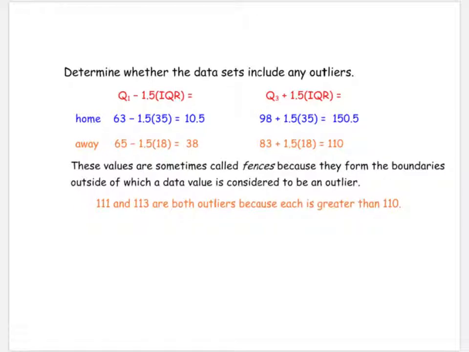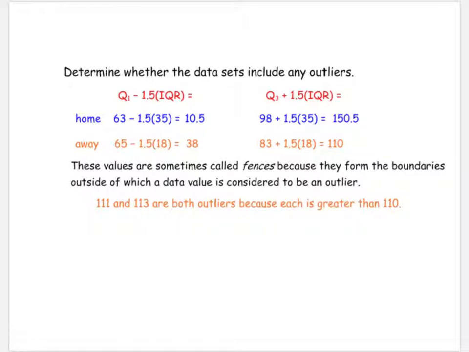If we're looking at the home data, the lower boundary line, which sometimes I call the fences, is 10.5. We have no data that's below 10.5, so nothing is an outlier in that case. If we add 1.5 times the 35, the IQR, to quartile 3, which we found was 98, then we have 150.5, and there is no value greater than 150.5. So the home games have no outliers.